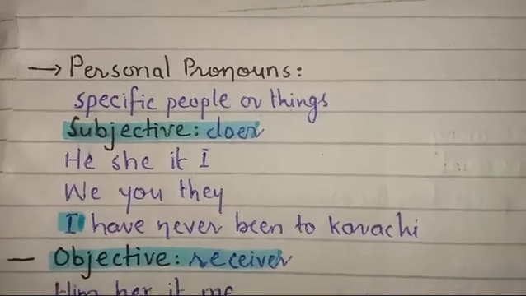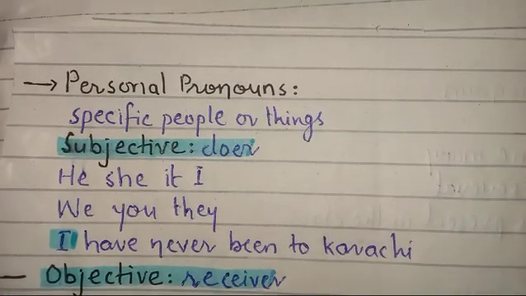Personal pronoun. Personal pronoun means specific people or things. Personal pronoun is used for specific people or things. Then, with the personal pronoun, we have certain categories like subjective and objective.